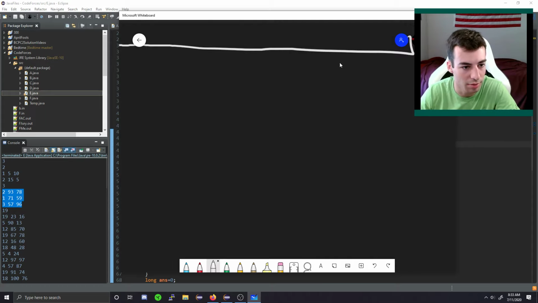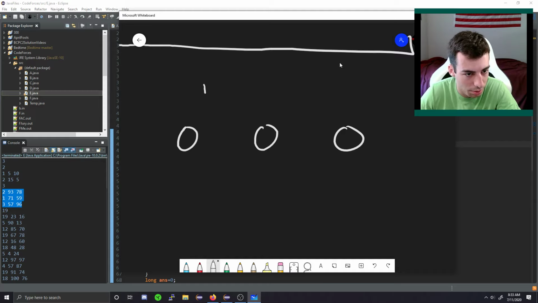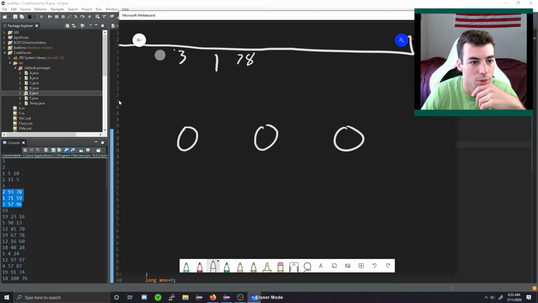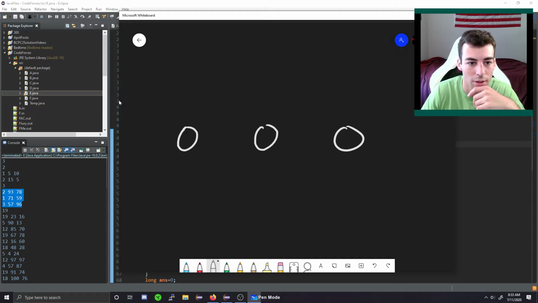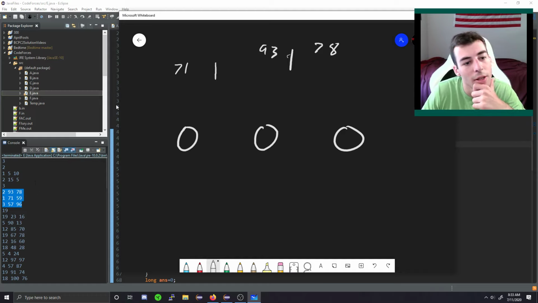What does this look like? We have 3 positions. Then when this is going to be, okay, so this one, how do we draw this? So this is going to be 93, 78. Then, nope, that's 2. One 71.59, and then this one is going to be 57 always.